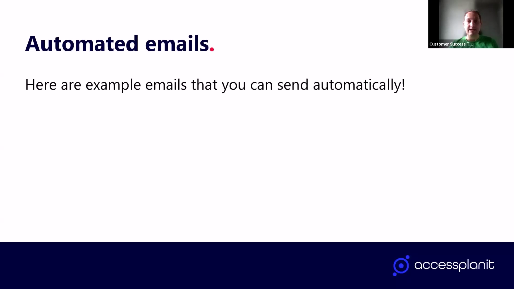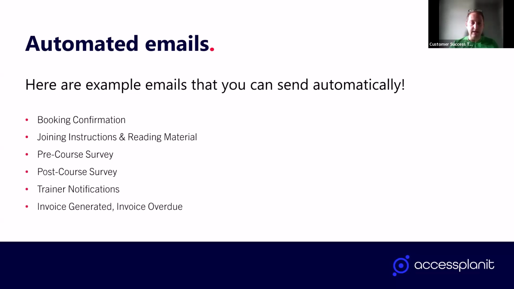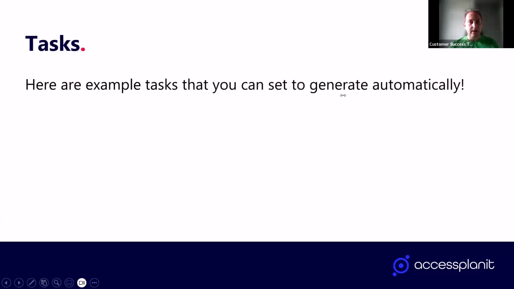So we'll go over automated emails. There's just some examples that you can send automatically. You may already do these, but I may give you an idea of what you can automate. So we're looking at booking confirmations, joining instructions and any reading material for the course, a pre-course survey, a post-course survey, trainer notifications, invoices, so generated invoices, any overdue invoices, and if payment has been received. These are the most common ones, but people use it for all sorts. As I mentioned, email is probably the most popular one, the most common one that you probably know about.